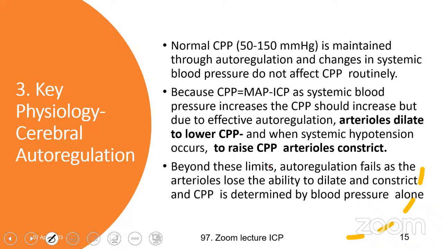Because cerebral perfusion pressure is mean arterial pressure minus intracranial pressure, as systemic blood pressure increases, the cerebral perfusion pressure should increase, but due to effective autoregulation, the arterioles inside the brain dilate to lower the cerebral perfusion pressure. And when systemic hypotension occurs, to raise the cerebral perfusion pressure, the arterioles constrict. So beyond these limits, autoregulation fails as the arterioles lose the ability to dilate and constrict, and then the cerebral perfusion pressure is determined by the blood pressure alone.